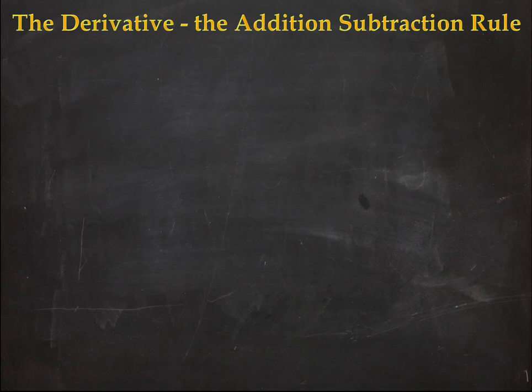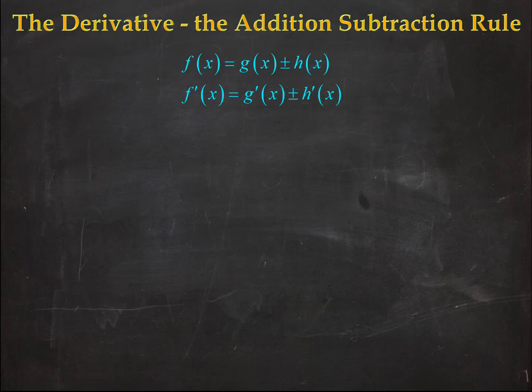So putting that together, if we have a function f of x that is equal to multiple terms, and you can add or subtract each term, then the derivative of f is simply the derivative of each term with the appropriate adding and subtracting between the terms. So let's look at a cool example.